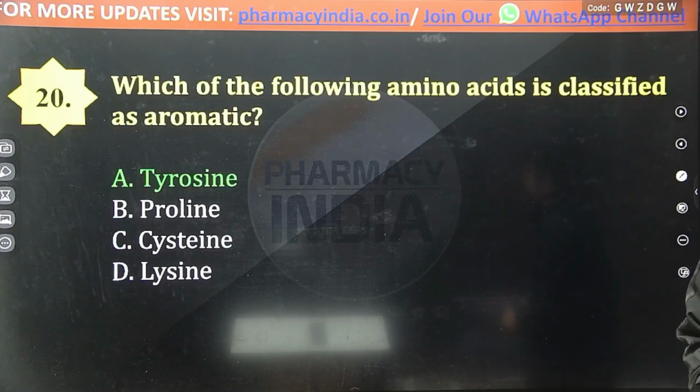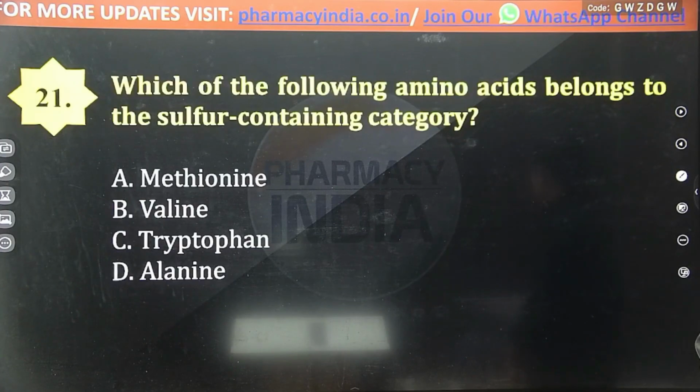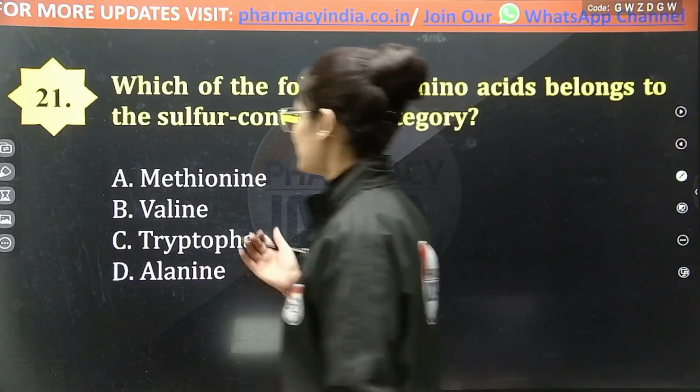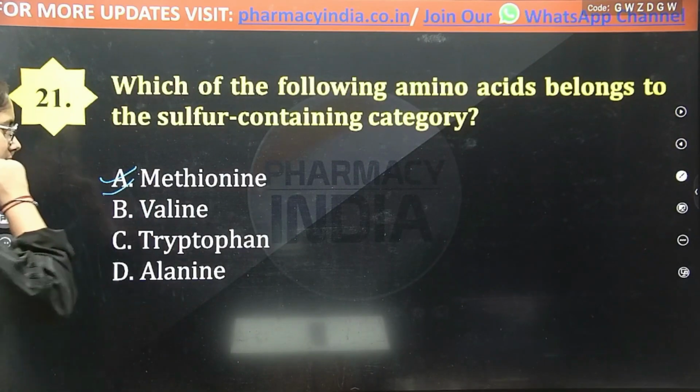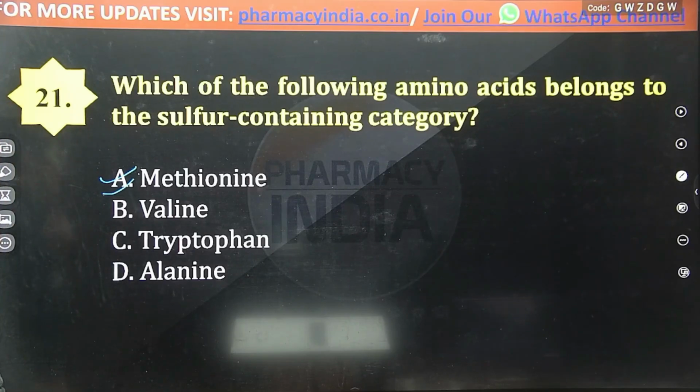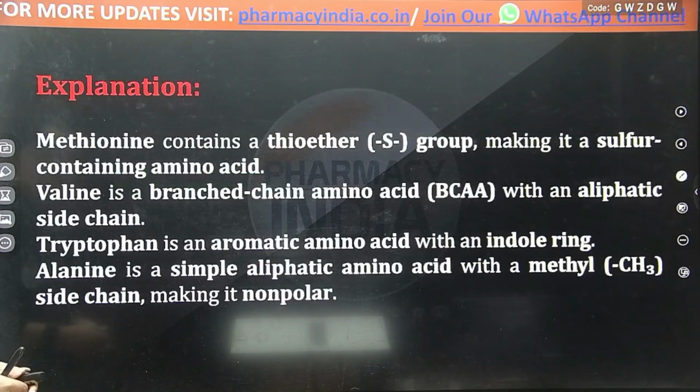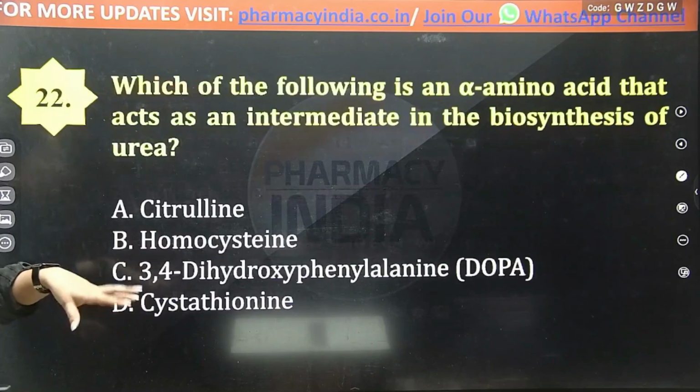Clear? Next question. Which of the following amino acids belongs to the sulfur-containing category? Again, same question. Correct option is methionine, because valine, tryptophan and alanine do not contain sulfur in their side chain. Methionine contains a thioether group.